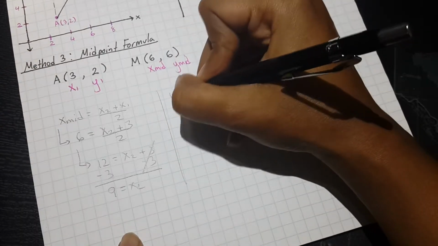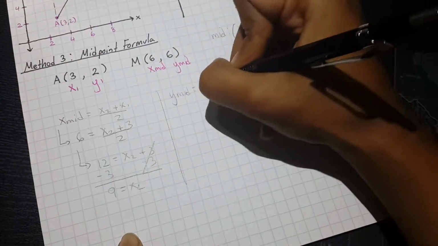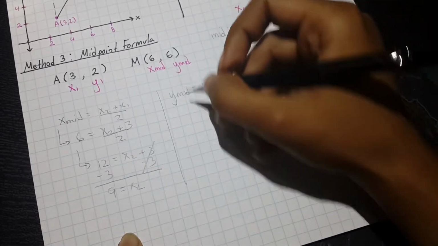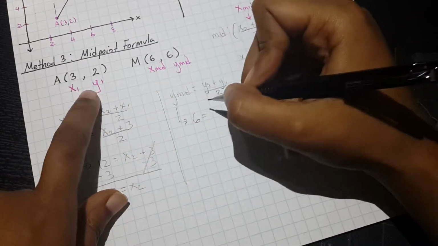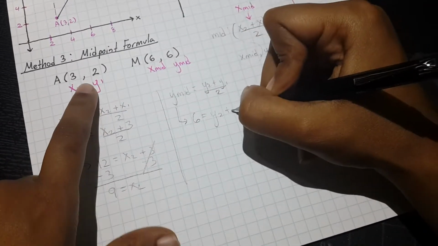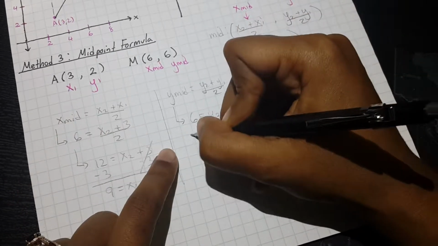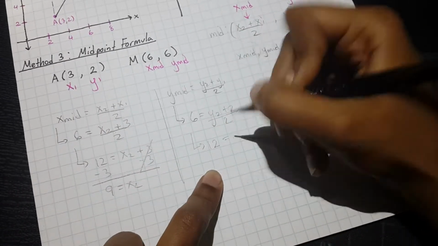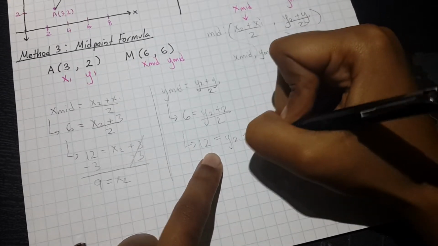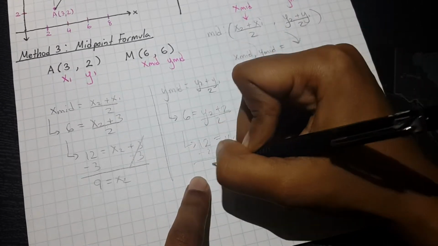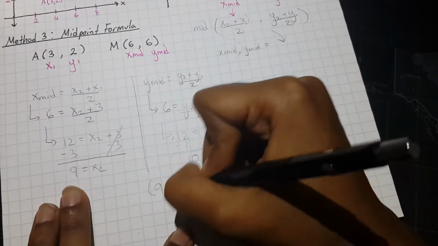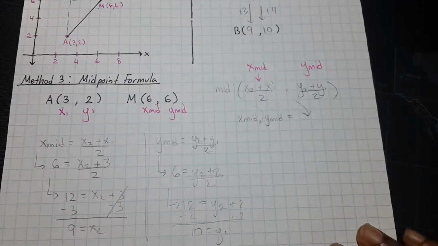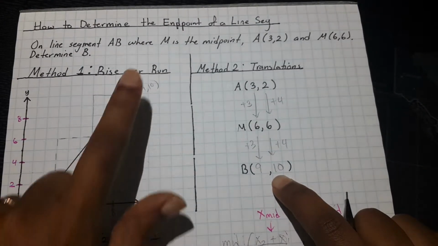And that's going to give us 9 equals x2, which is exactly what we got for our endpoint here and our endpoint here. Okay, let's try it again for the y's. So our y mid is (y2 plus y1) over 2. And we're just going to replace all of that. We have 6 as our y mid. Y2, we don't know. Y1 is 2, over 2. Cross multiply. We end up with 12 equals y2 plus 2, minus 2 on both sides. We end up with 10 equals y2. And our coordinate point is (9, 10) for point B, which is exactly what we got with the other two methods.